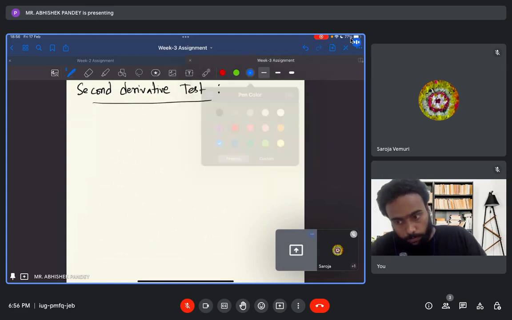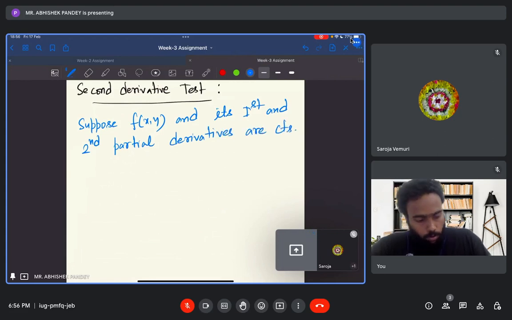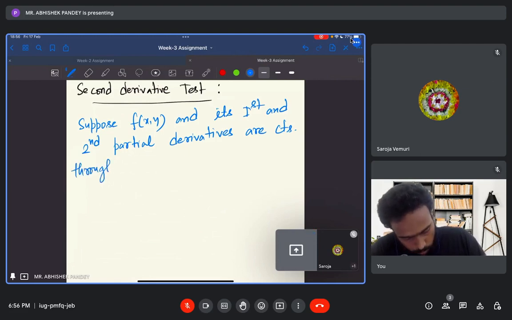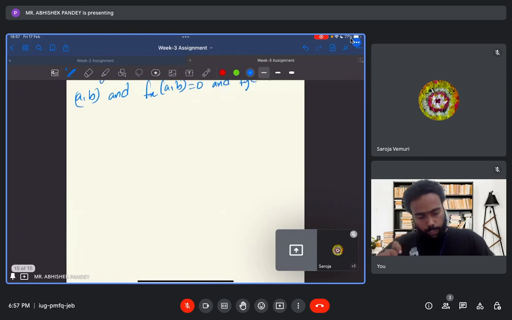Okay. So suppose f of x comma y and its first and second partial derivatives are continuous throughout a disk centered at a comma b, and fx at a comma b equals 0 and fy at a comma b equals 0. Okay, then we have the following thing.